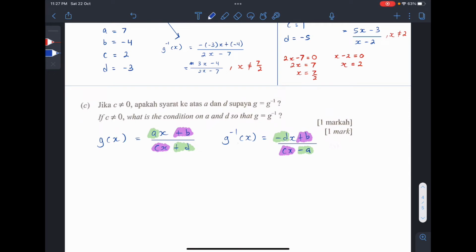So how do we write our answer down since this is a 1 mark question? It will become a equals negative d, or you can also write d equals negative a. Any one of those is fine because it just means the same thing anyway. So that's your final answer for question 1C. So let's move on, guys, to question number 2.